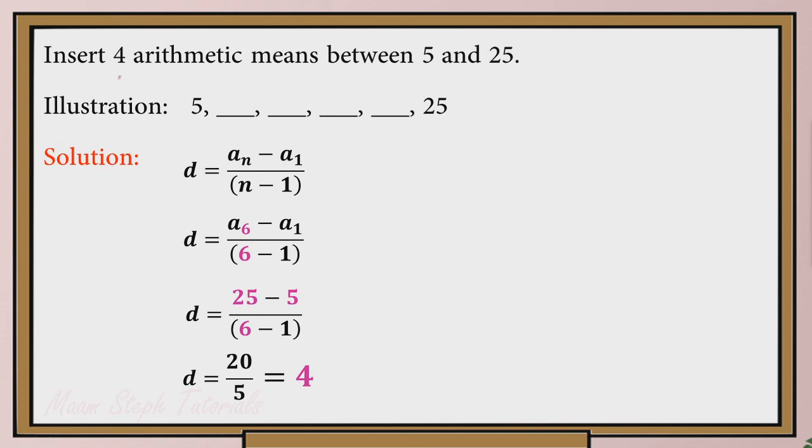So, yung hinahanap natin na arithmetic means between 5 and 25 ay makukuha natin by adding 4 from the first term. So, 5 plus 4, our second term is 9. Then, 9 plus 4, our third term is 13. 13 plus 4, our fourth term is 17. And 17 plus 4, our fifth term is 21. And 21 plus 4, kaya we have the last term 25. So, these are the arithmetic means between 5 and 25.